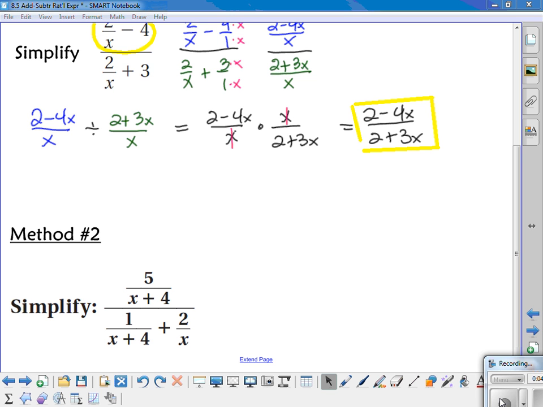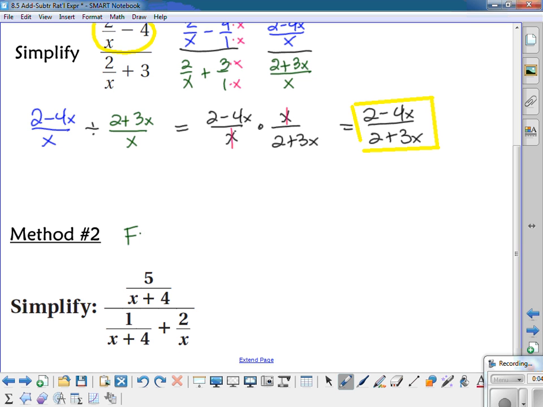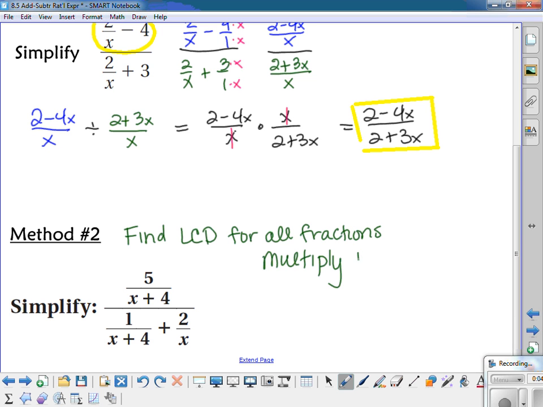So there's another method you guys can use to do these. You can also find the lowest common denominator for all the fractions that are in the problem. And then we're essentially going to do what we call fraction busting. We're going to multiply the numerator and the denominator by the LCD. And I'm just going to write top and bottom instead of numerator, denominator.